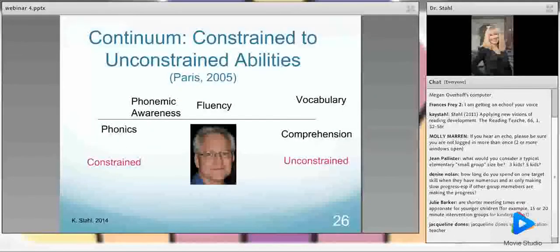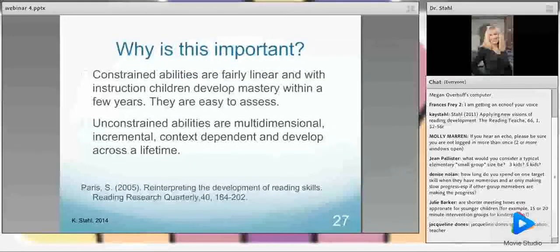All right. This theory proposed by Scott Paris, which is called constrained skills theory, is something that's important for us to understand when we think about this difference between measuring the constrained skills, which would include phonics being most constrained, phonemic awareness less constrained, and fluency less constrained. When we compare that with vocabulary and comprehension, which are unconstrained, we have some implications for instruction and assessment that are very important.